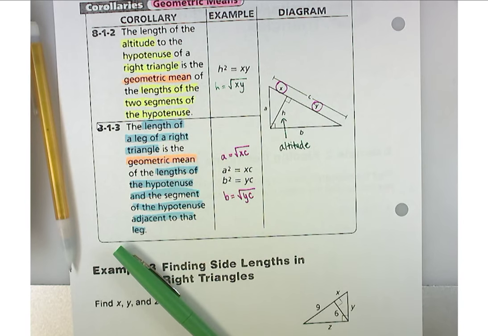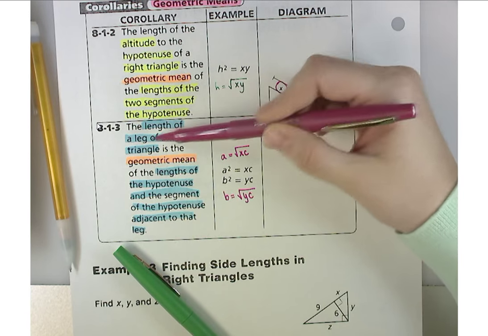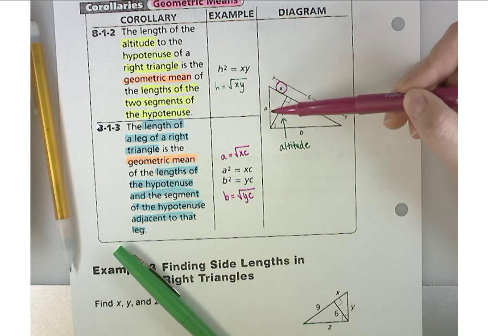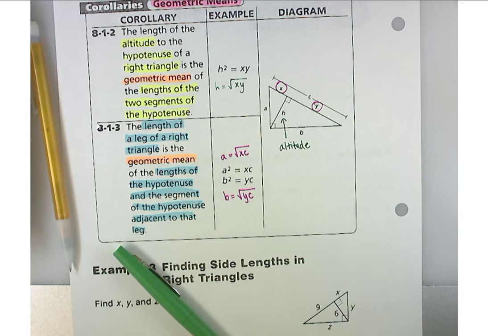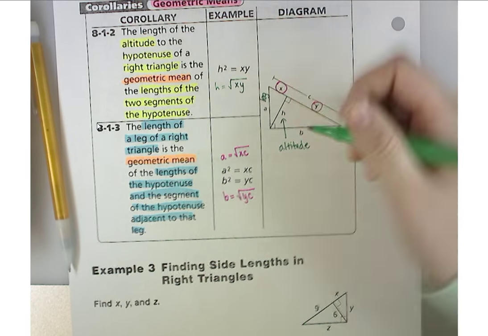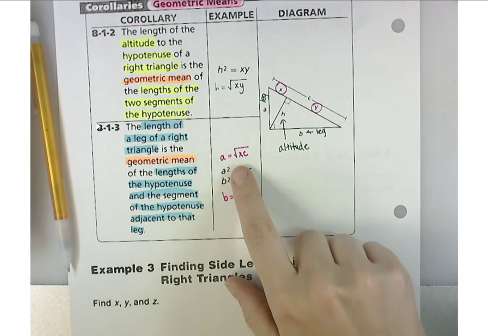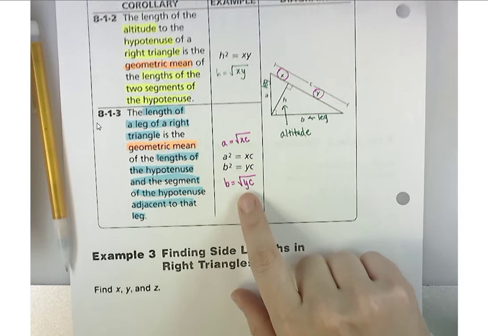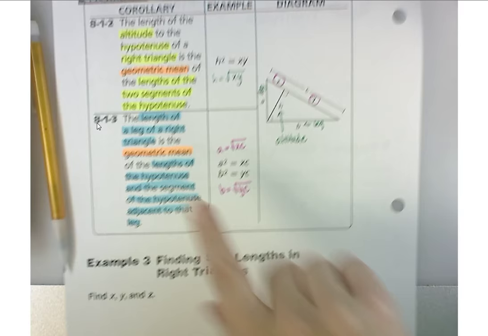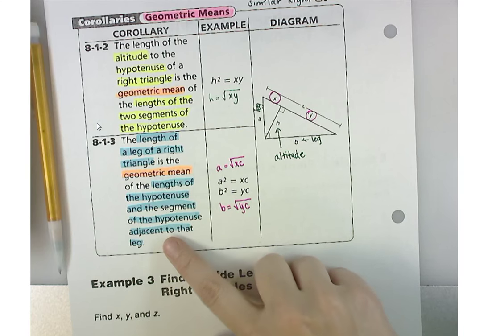So we're going to try to make sense of this a little bit more. It says the length of the leg of a right triangle. So here's one of the legs of the right triangle. That would be A. This is a leg. And then also B is a leg, which is why we have two equations here. So the length of the leg of a right triangle is the geometric mean of the lengths of the hypotenuse and the segment of the hypotenuse adjacent to that leg.